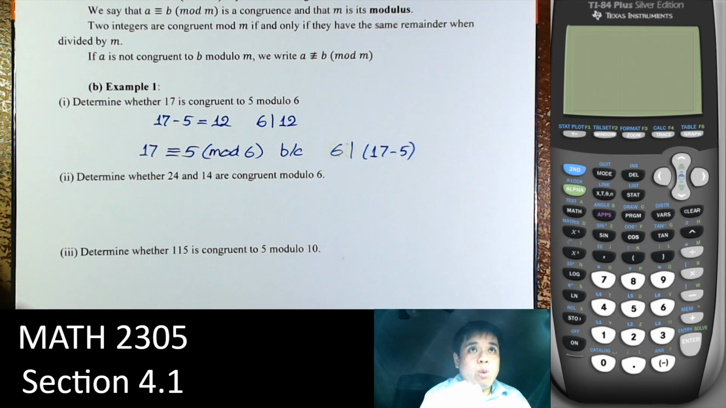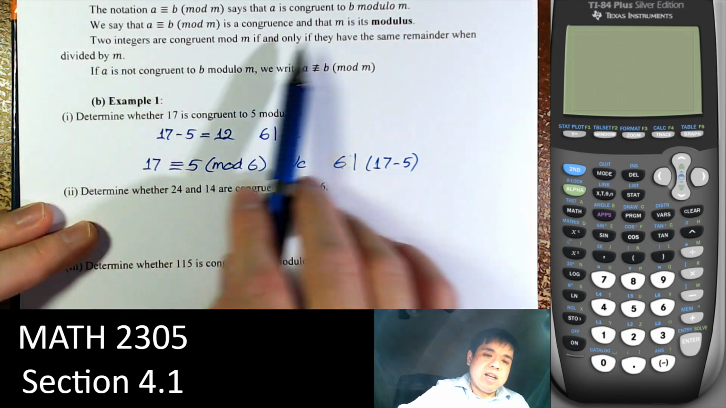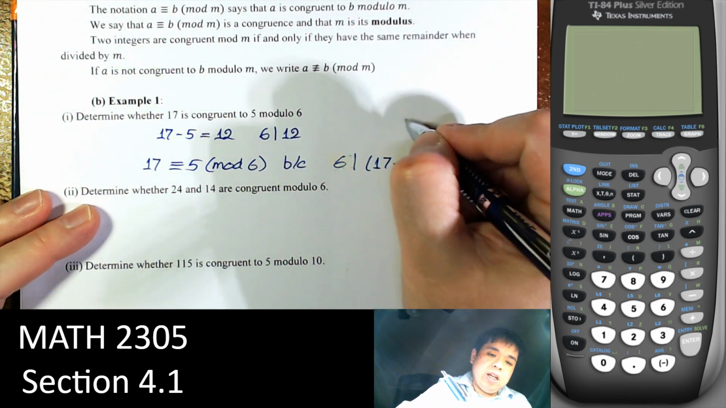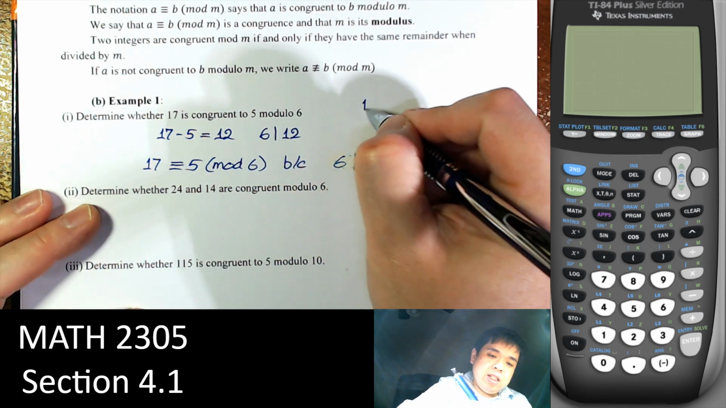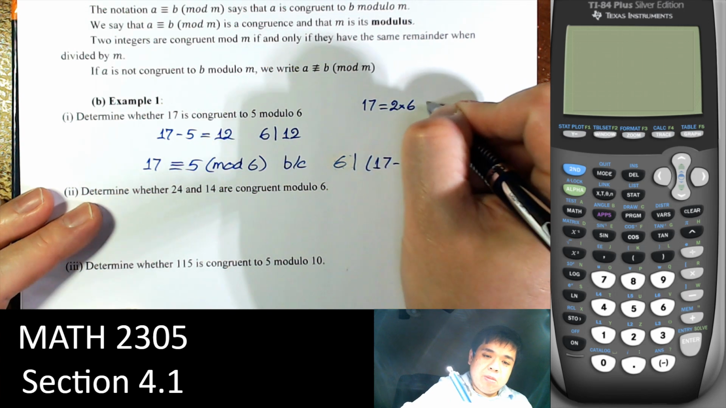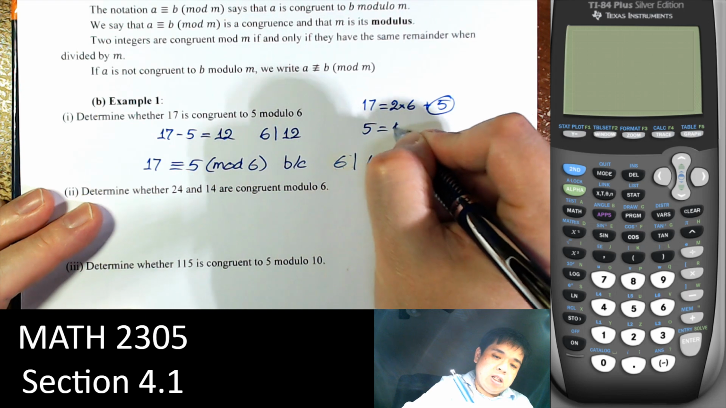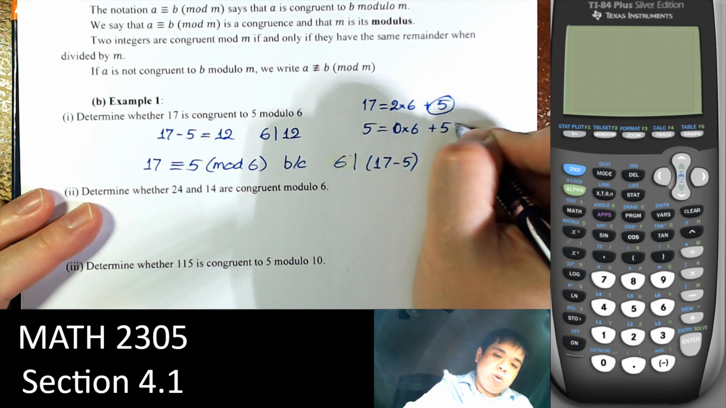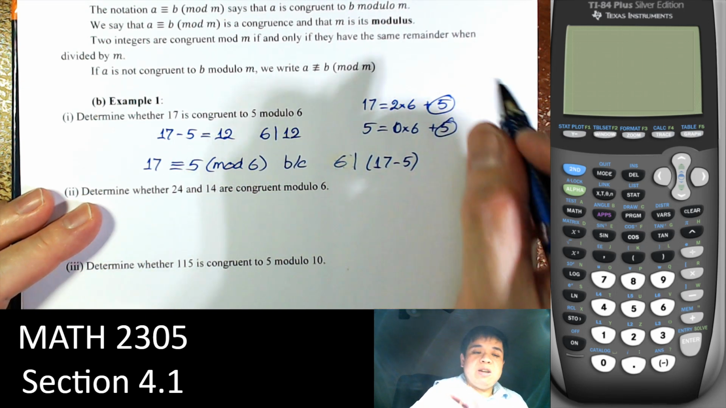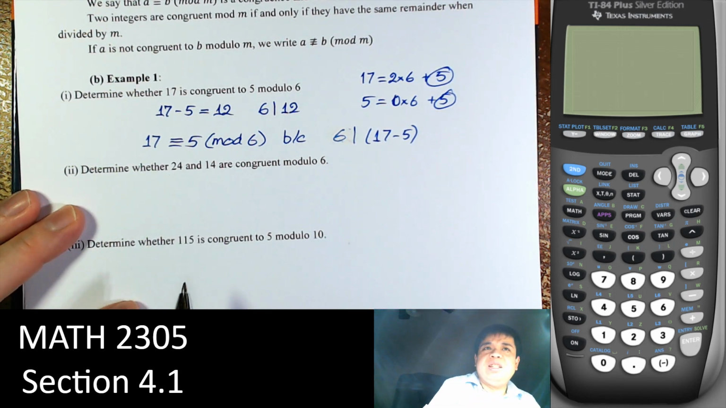Next, determine whether 24 and 14 are congruent mod 6. Actually, there's another way, if they have the same remainder. For example, 17 is 2 times 6 plus 5, so the remainder is 5, and 5 is 0 times 6 plus 5, so the remainder is 5. So they have the same remainder, therefore they are congruent mod 6. Right, but the difference is easier.